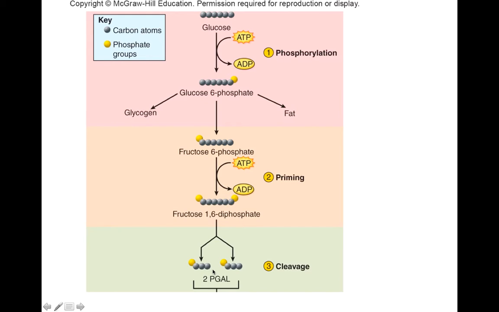Now this we're going to cleave. So we're going to split this glucose in half. So this is where the lysis of glycolysis takes place. And you end up with 2 3-carbon sugar molecules. So we had 1 6-carbon sugar, now we have 2 3-carbon sugars. This makes phosphoglyceraldehyde. And you can see that each one of these sugar molecules has a phosphate group on it right here. So there's cleavage.